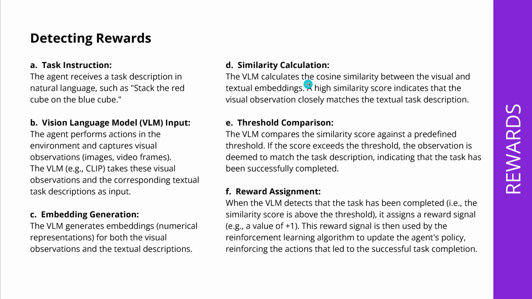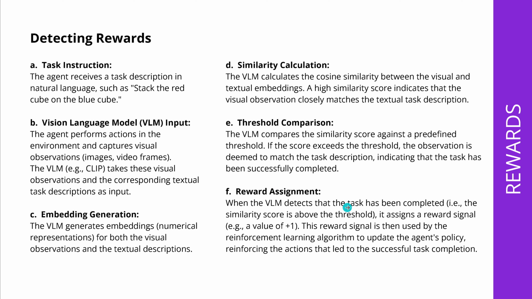And then we do what we always do. Remember vector spaces, RAG, cosine similarity. The VLM calculates the cosine similarity between the visual embedding and the text embedding. If you have a high similarity score, this indicates to our VLM that the visual observation closely matches the text description. You can define, when you code this, a certain threshold, 70%, 85%, whatever you like. So the VLM compares the similarity score against the predefined threshold. And if the score exceeds the threshold, very easy, the observation is deemed to match the task description, indicating that the task has been successfully completed.